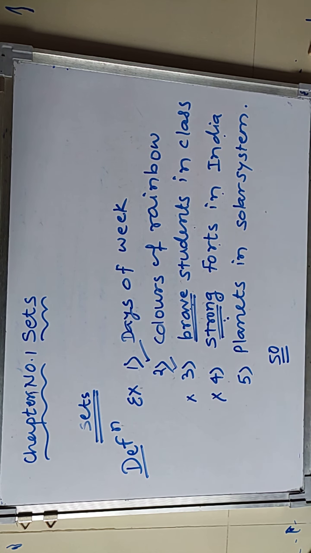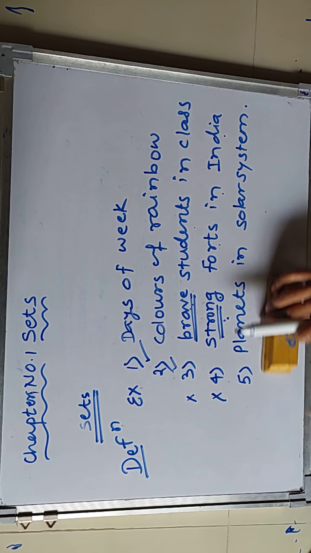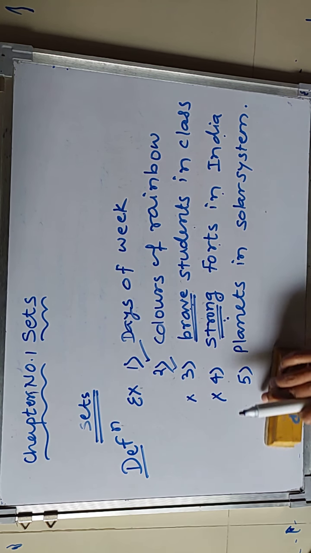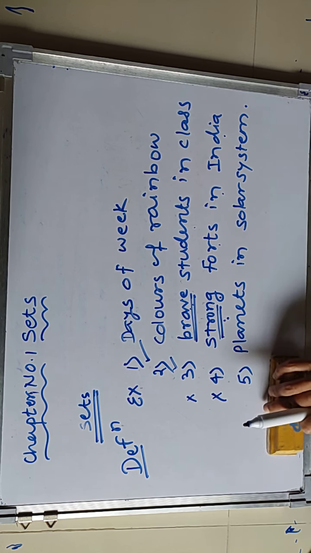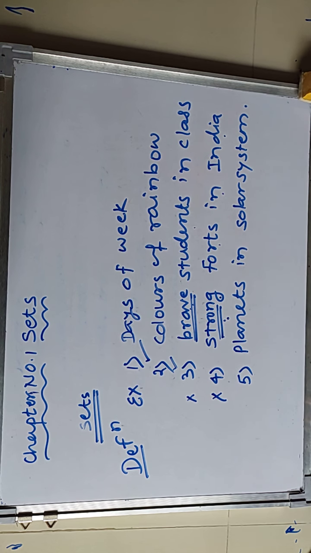Now, planets in a solar system. You know which are the planets in a solar system? Sun, Earth, Jupiter, Venus, Mars, Saturn, and so on. These are the planets in a solar system. Then you can say that it is an example of a set.